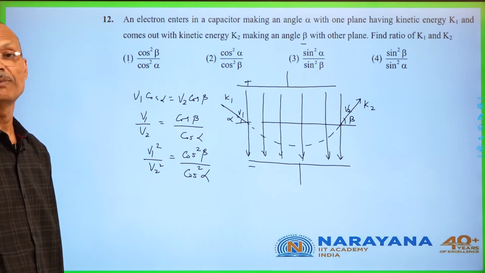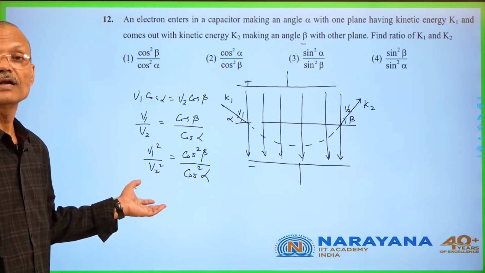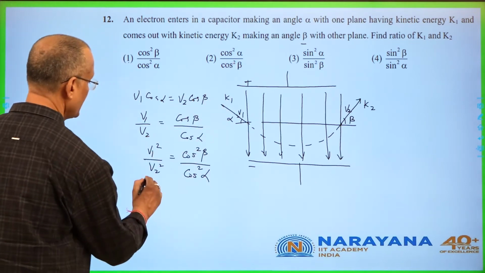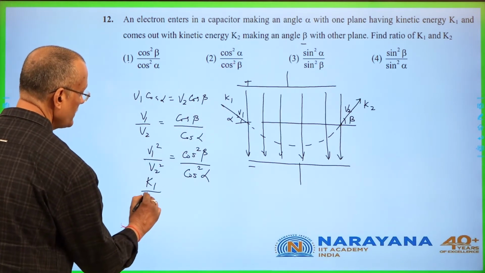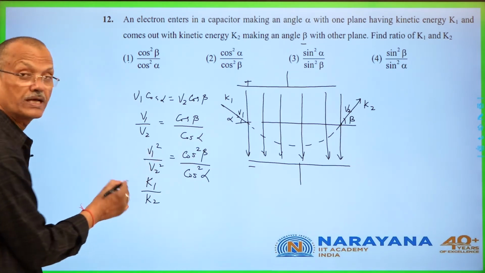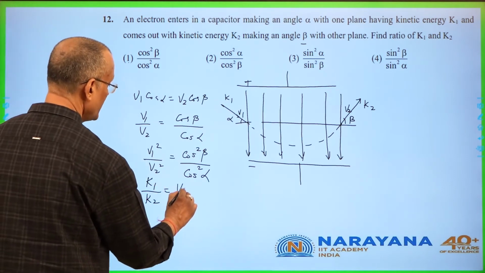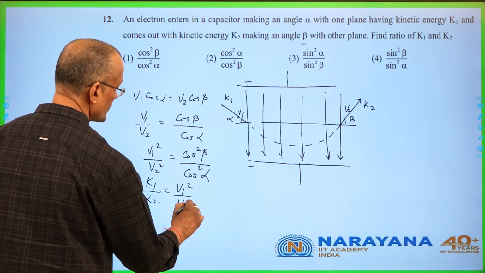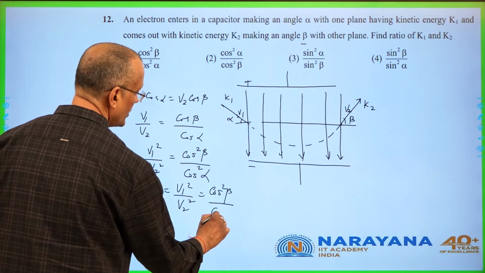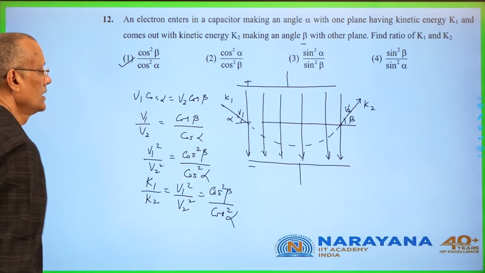If I multiply by half m in the numerator and denominator, it will become kinetic energy. They are asking you the ratio of kinetic energy. So K1 by K2, you have multiplied by half m, they are cancelling. So K1 by K2 is nothing but V1 squared by V2 squared. This will be equal to cos squared beta by cos squared alpha. Your answer will be number 1.